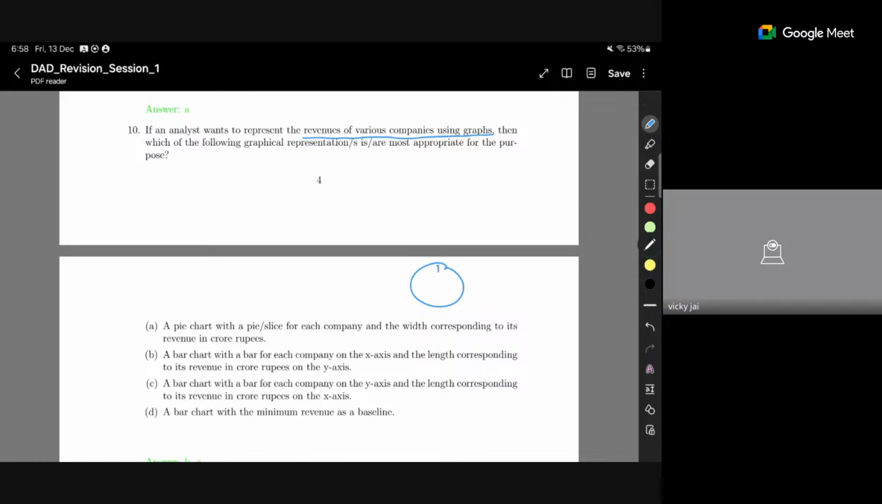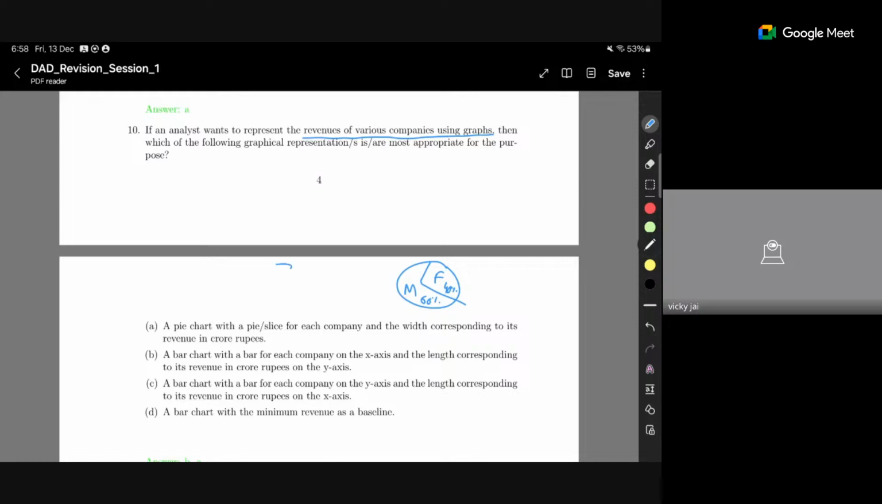So a pie chart will be useful when I have the whole data set. Let's say I say 40% female and 60% male, right? Then I can draw the pie chart: this is 40%, this is 60%, right?